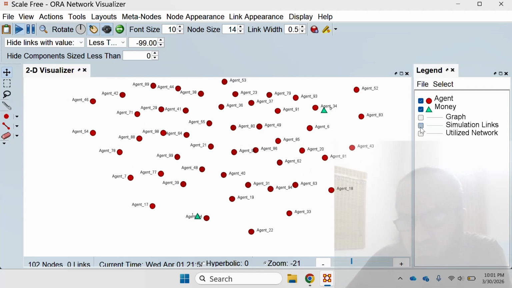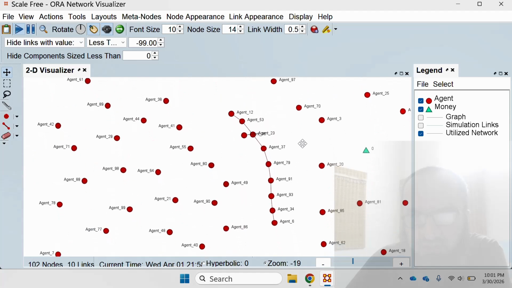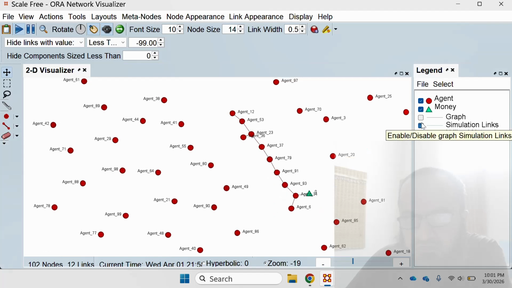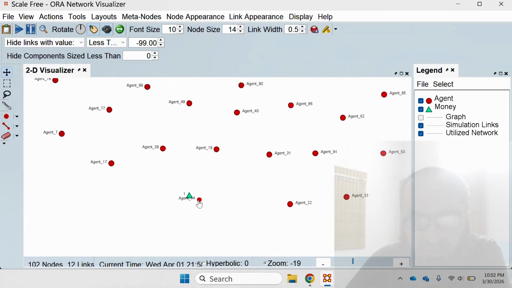If you want to see the utilized network, this is the utilized network. What actually happened is we started with agent number 6, and let's see the simulation network as well. It went to its very next agent. Let's stop it so that we can see it more clearly. It went to agent number 34 because agent number 6 is connected to agent number 34, so it has passed on to the next agent. Similarly, over here it was with agent number 14 and it is still with agent number 14. It's not going to diffuse because this agent is isolated. It is not connected to any other agent.